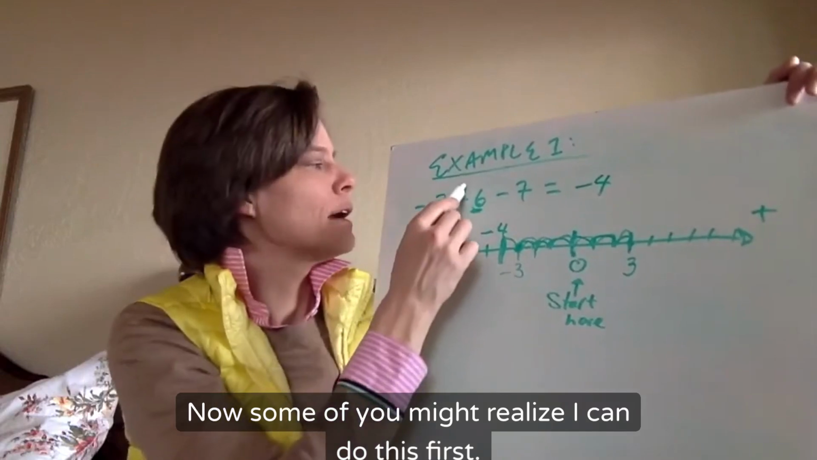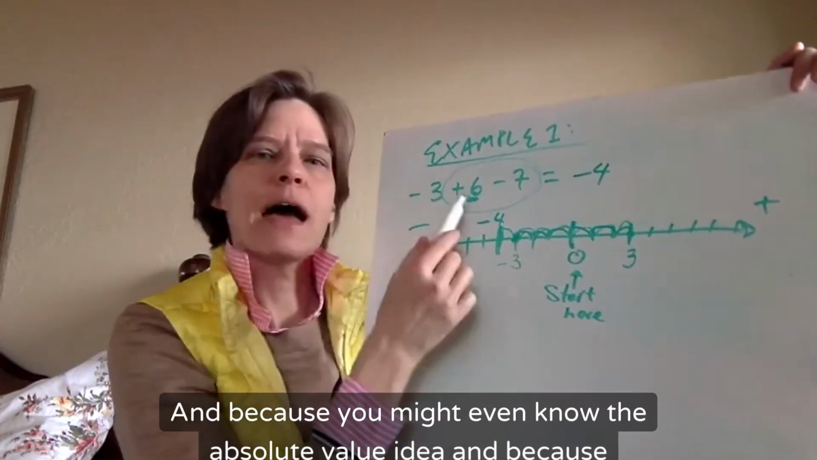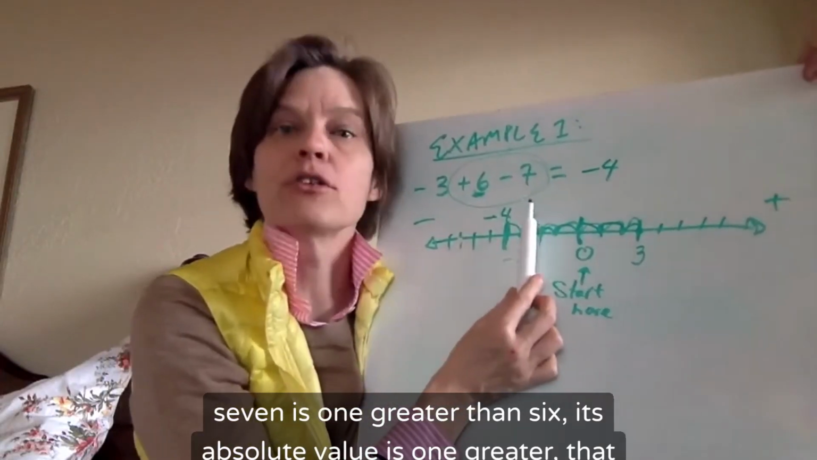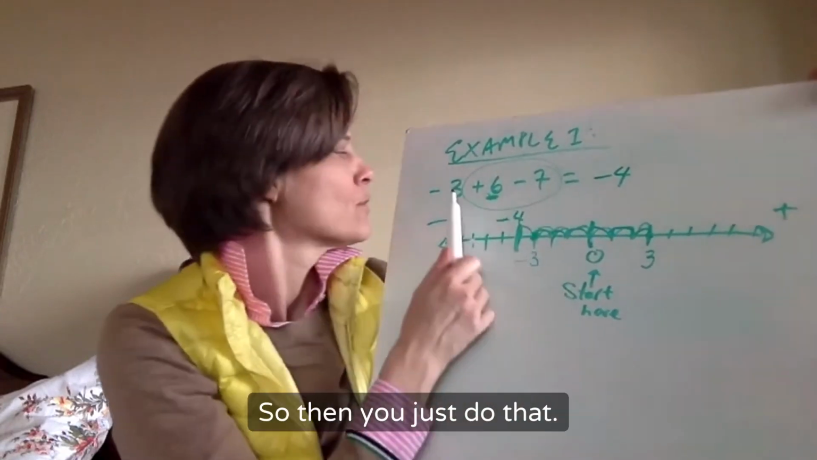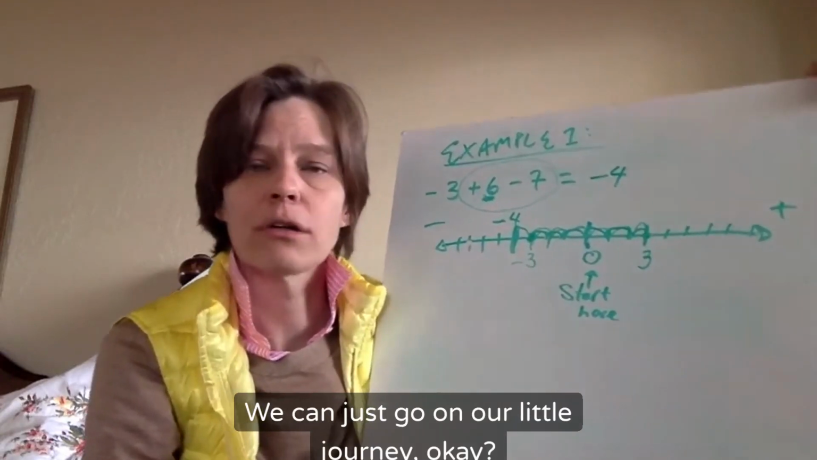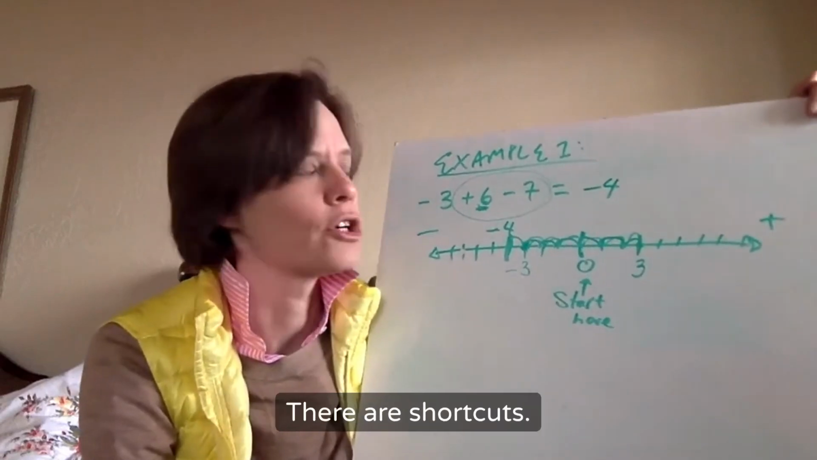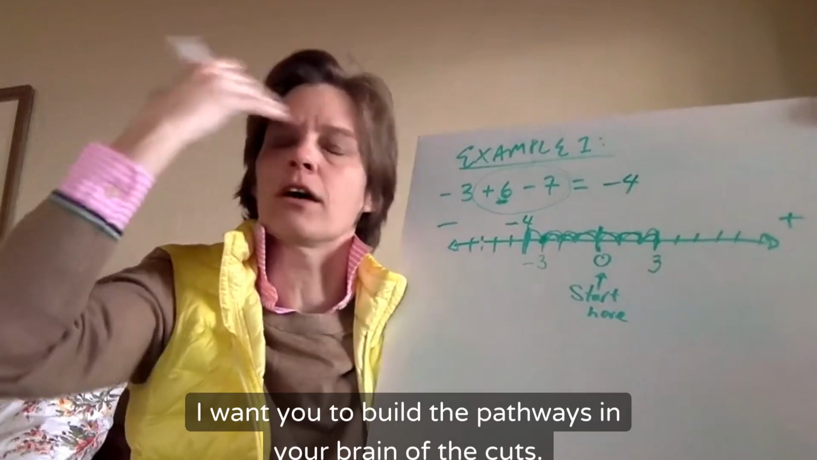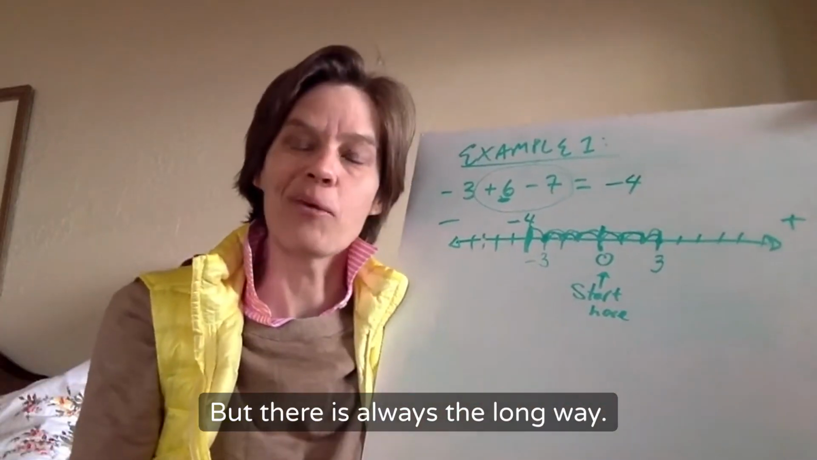Now, some of you might realize I can do this first. And because you might even know the absolute value idea, and because 7 is 1 greater than 6, its absolute value is 1 greater, that means that this comparison is going to make it 1 more negative. So then you just do that. 3 and 1 is 4. But you don't have to. We can just go on our little journey. Okay? I say to students all the time, there are shortcuts. I want you to build the pathways in your brain of the cuts. And I will try to show it to you, all right? But there is always the long way.